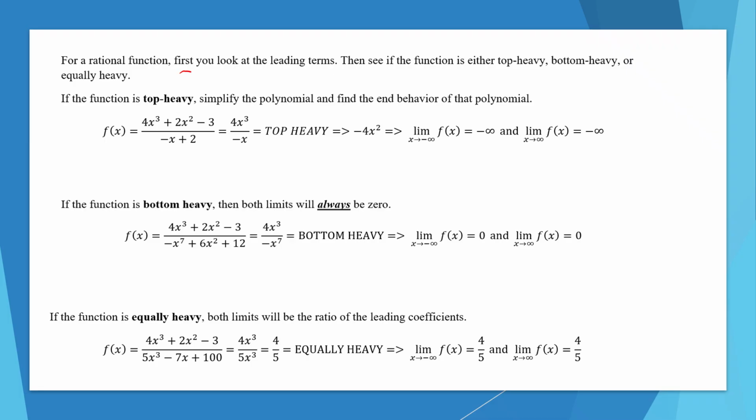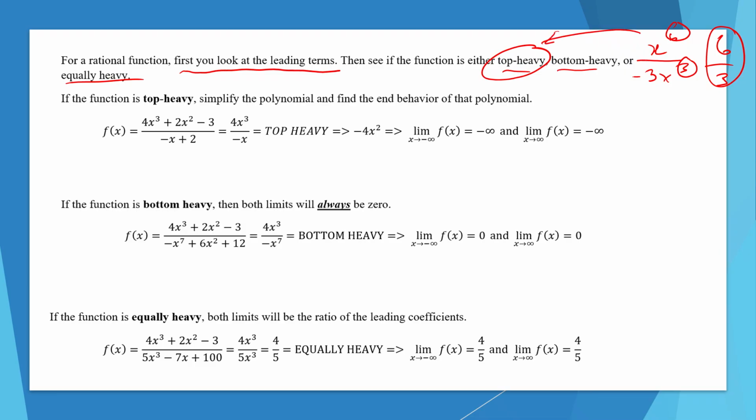So the first thing you only care about is going to be the leading terms of any rational function. So let's say you have a leading term of x to the 6 over a leading term of negative 3x cubed. You're going to classify your function as either top, bottom, or equally heavy based on the degree in the numerator and the denominator. In this case, for that example that I just came up with, we have 6 over 3. So this would be a top-heavy function, and that's the set of rules that we're going to use to find the end behavior of that whole rational function right there.